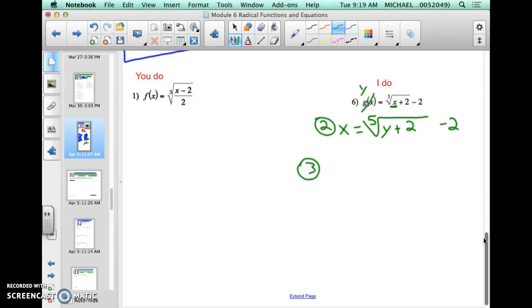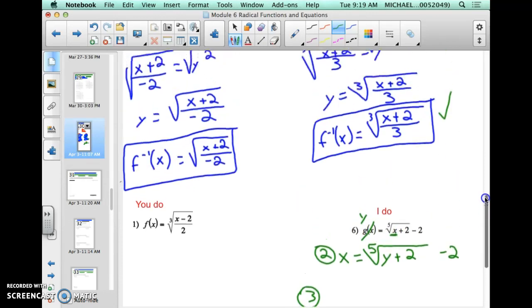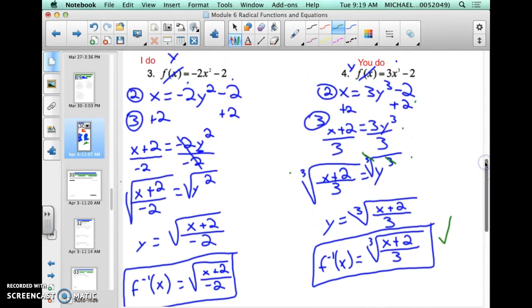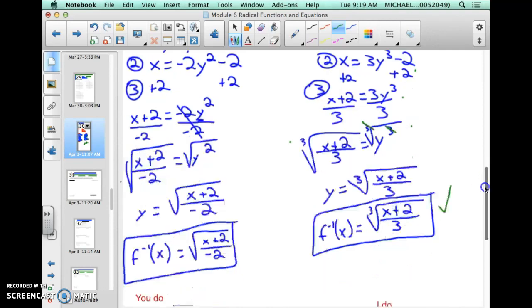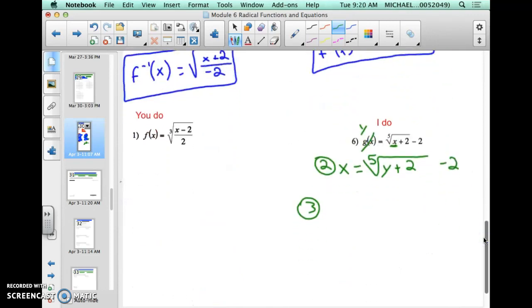And then step 3, now we begin to solve for y. And this is going to look a little different. Again, if you notice, up here, y had a power of 3, and I had to get rid of the subtracting 2 and then the multiplying 3. Here, y has the 5th root. It's trapped underneath the radical.